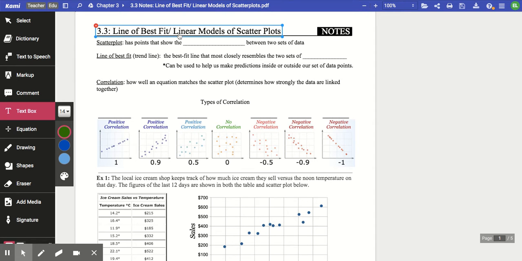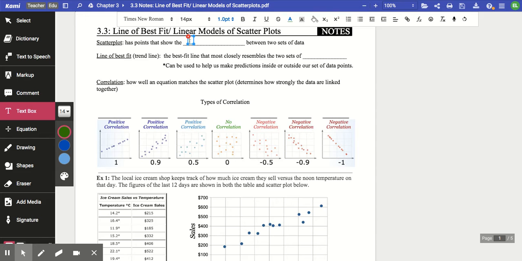Section 3.3 introduces the idea of a line of best fit and linear models of scatterplots. A scatterplot itself has points that show the relationship between two sets of data. These points are not going to be connected, but if there is a potential linear pattern, then we can use a line of best fit, also called a trend line, and it's simply the best fit line that most closely resembles the two sets of data. And this can be used to help us make predictions inside or outside our set of data points.